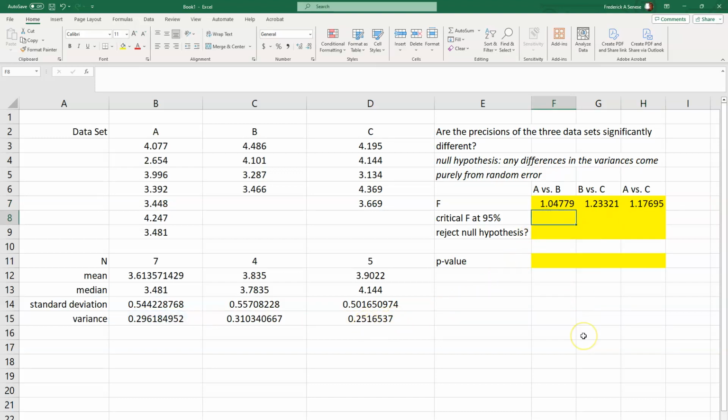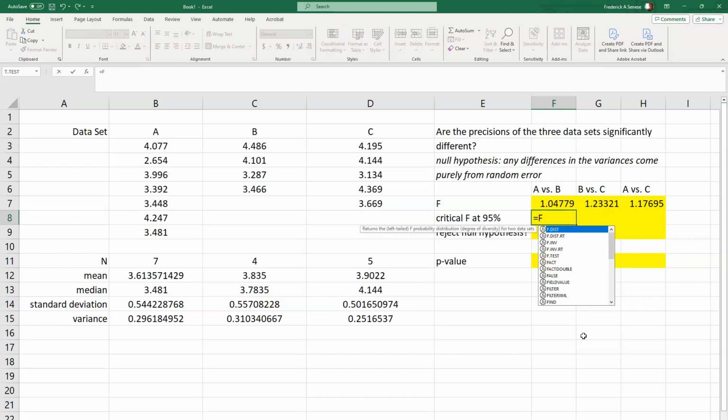Now let's get the critical F values. For this, I can use the Excel function F inverse. And I'm going to put the probability that I'm going to be wrong if I reject the null hypothesis there. So if I want to be 95% confident, the probability I'm going to be wrong is going to be 5% or 0.05. Now I have to be careful here. It wants next the degrees of freedom for the two sets I'm comparing, and I want to put the set with the larger variance first.